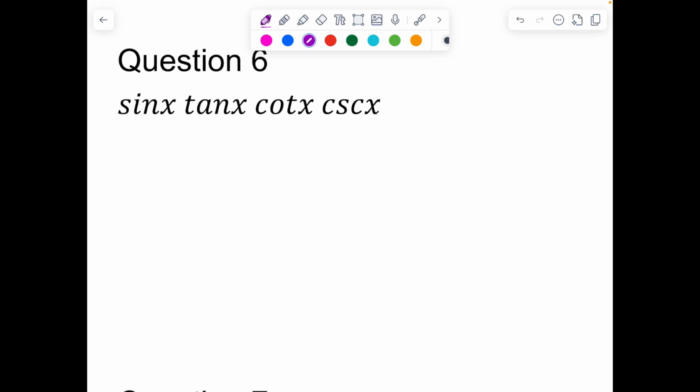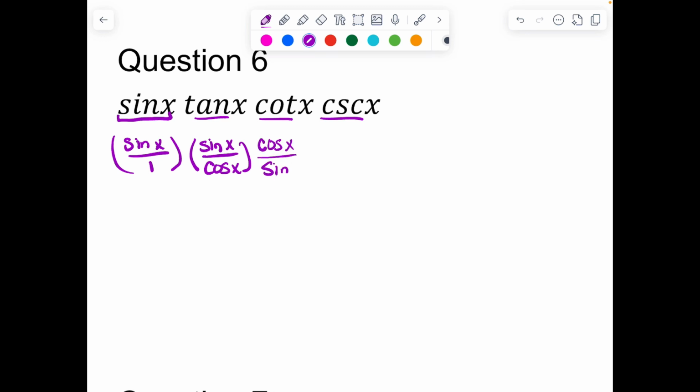Number 6, look for all the ones that are already written pretty simply. So we have sine, it's simple, tangent's not, cotangent's not, and cosecant's not. So let's rewrite those in their simplest form. We can make them all look like fractions if you want. They're all being multiplied. So tangent in its simplest form with sine or cosine is sine x over cosine x. Cotangent is the reciprocal of that, so cosine of x over sine of x. And then cosecant is 1 over sine of x.